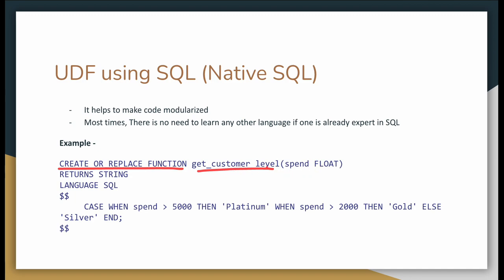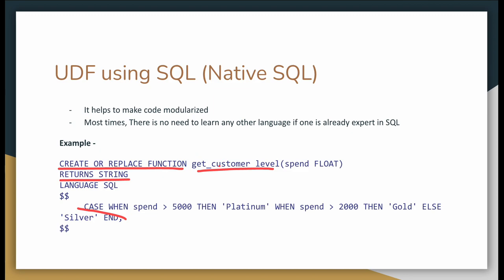This customer level needs the argument in float, or you can also pass number, because SQL supports number. And what you want to return, you have to put here: returns string. You can put number, float, whatever value you are going to return. And which language you want to use to write this UDF? So language SQL. And this is just an SQL statement, which we'll look into in the example.